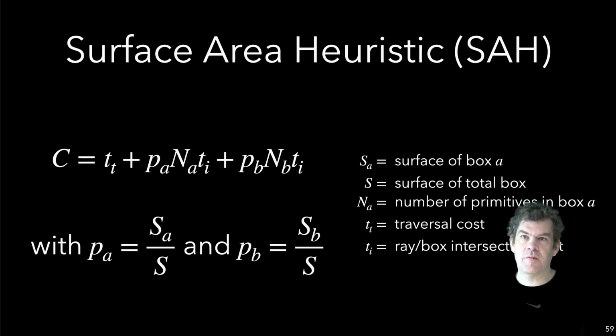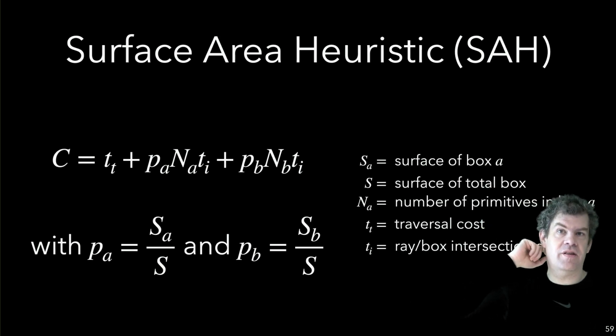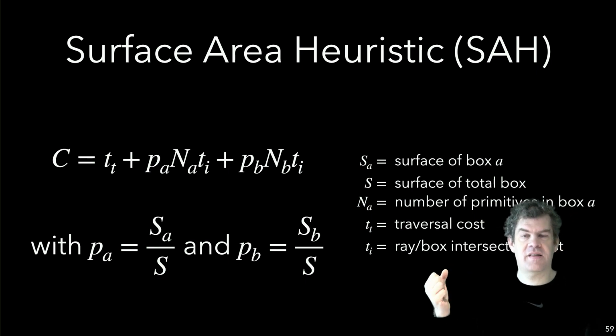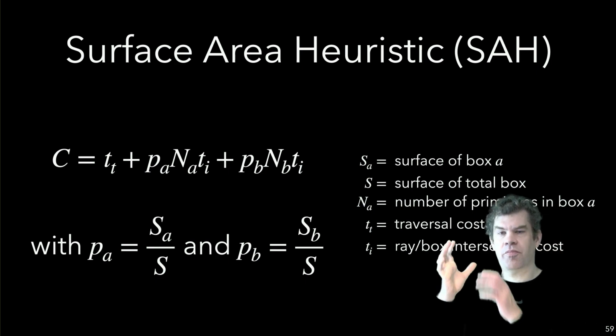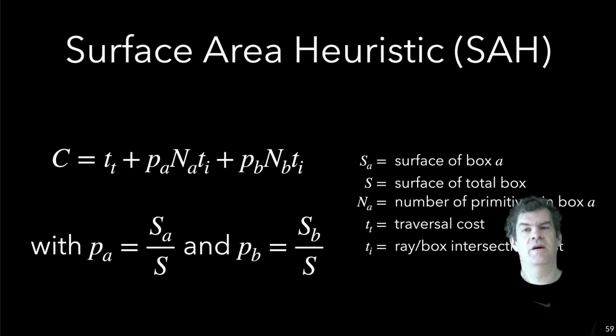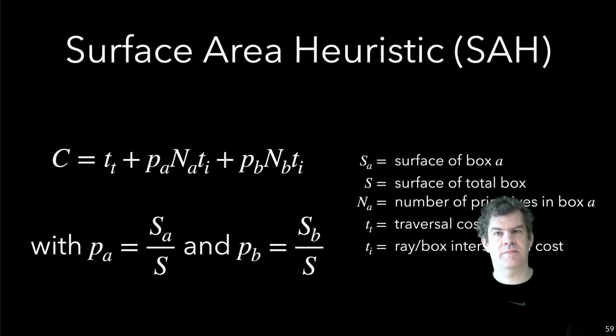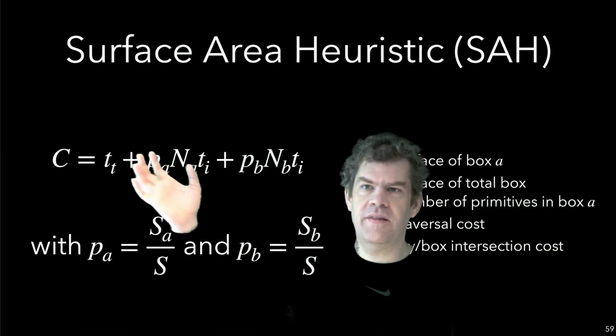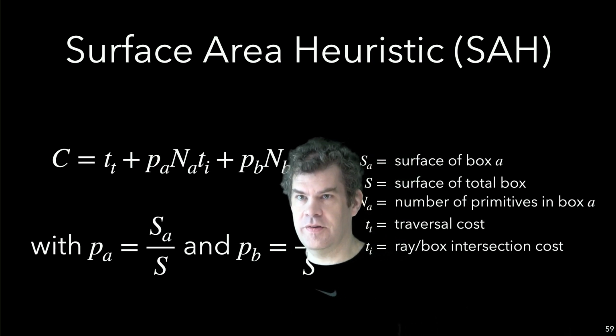And this is what the so-called SAH, or in long, surface area heuristic, does. It takes exactly into account the probability of going one way, and the work that we need to spend going that way. Okay, so we define the cost function as follows.